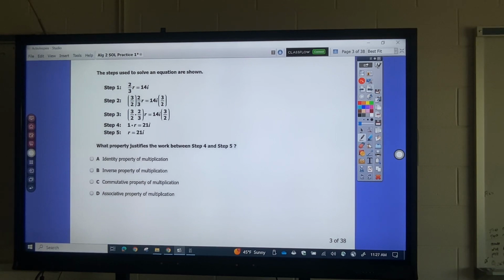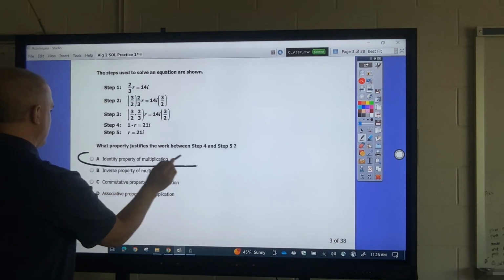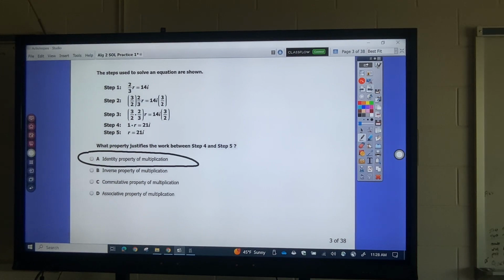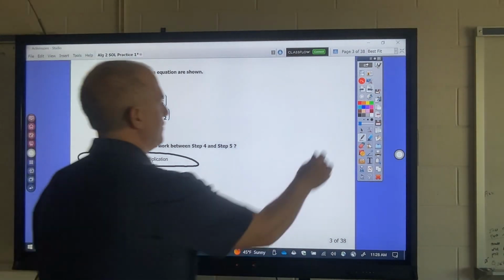All right, which is the step between 4 and 5. Okay, all right. So like this would be like the inverse property there. Okay, what justifies the work between step 4 and step 5? Okay, you would have the identity property of multiplication. Okay, properties aren't as important, but identity means self.